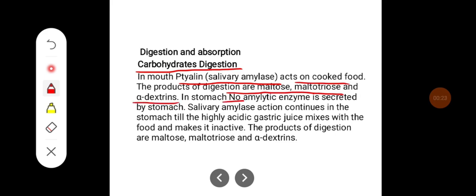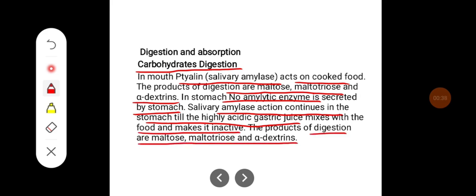In the stomach, no amylolytic enzyme is secreted. Salivary amylase action continues in the stomach until the highly acidic gastric juice mixes with the food and makes it inactive. The products of digestion are maltose and alpha-dextrins.